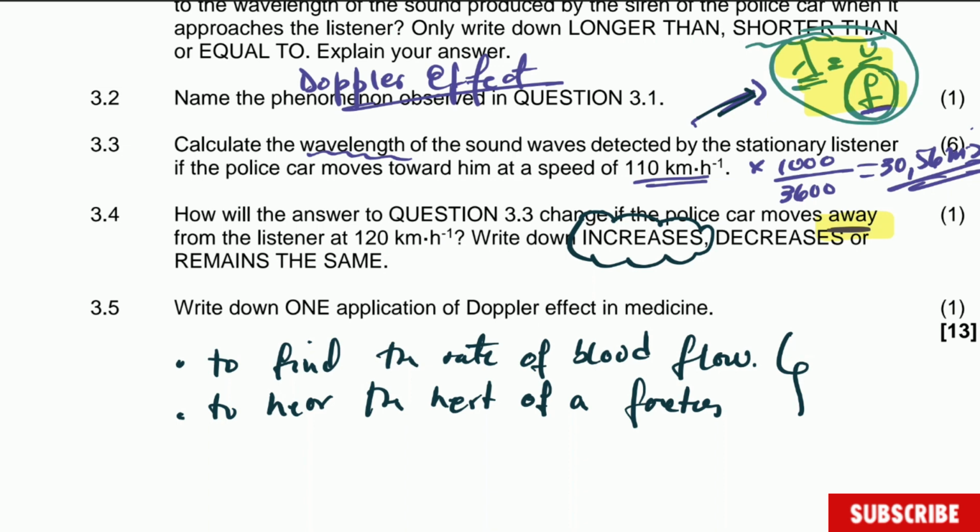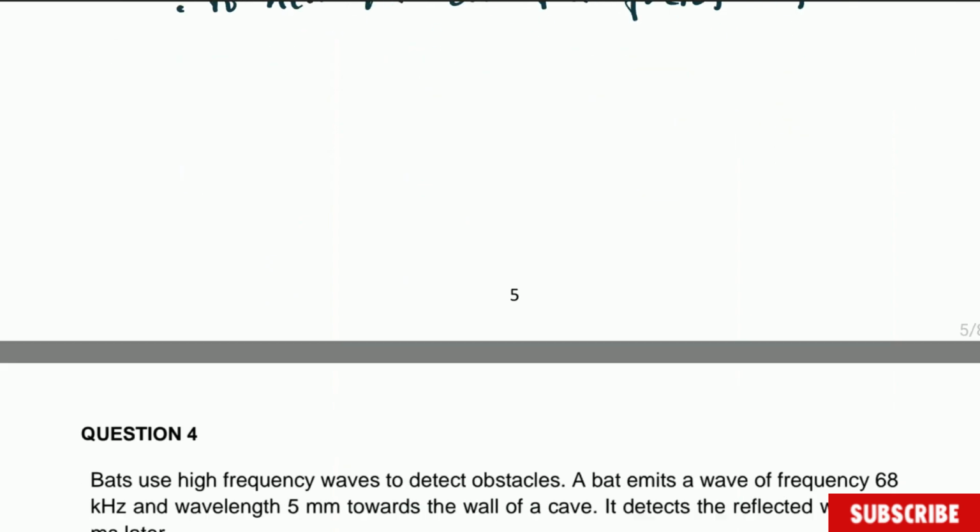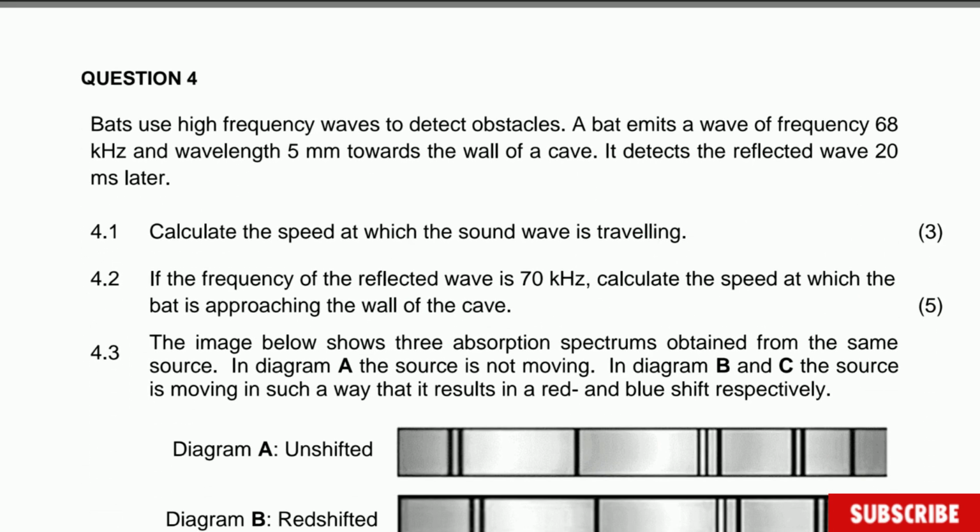How do we apply Doppler effect in real life? In this case, it's going to be in medicine. I'll try to get that video and I'll show you later on. And then question 4 is quite simple, but it uses high frequency waves to detect obstacles.